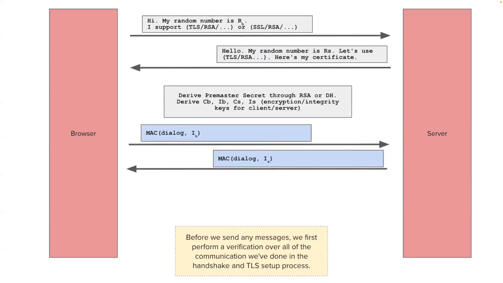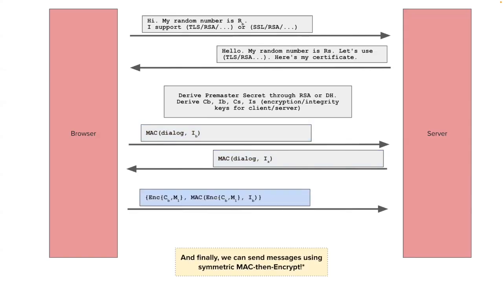So once we have all the keys, the next thing is we're going to verify the integrity of the dialog we sent before. In this case, the browser is going to compute the MAC of the dialog it has seen so far with its integrity key, and the server will do the same thing. And both sides can make sure that the entire transcript is aligned and nothing has been tampered with. So once this is done, there is a secure channel between these two parties, and they can communicate using the encryption key, and make sure of the integrity by using the MAC key.